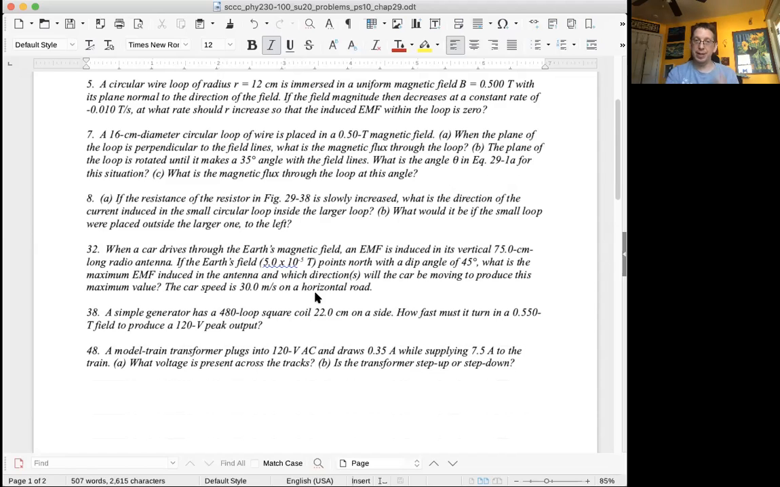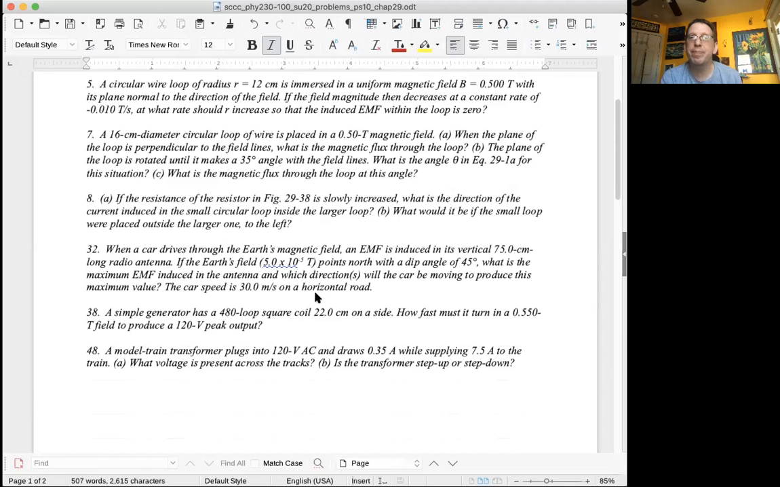So that brings us to number 38. A simple generator has a 480 loop square coil, 22.0 centimeters on a side. How fast must it turn in a 0.550 Tesla field? So it's rotating in a magnetic field to produce 120 volt peak output.